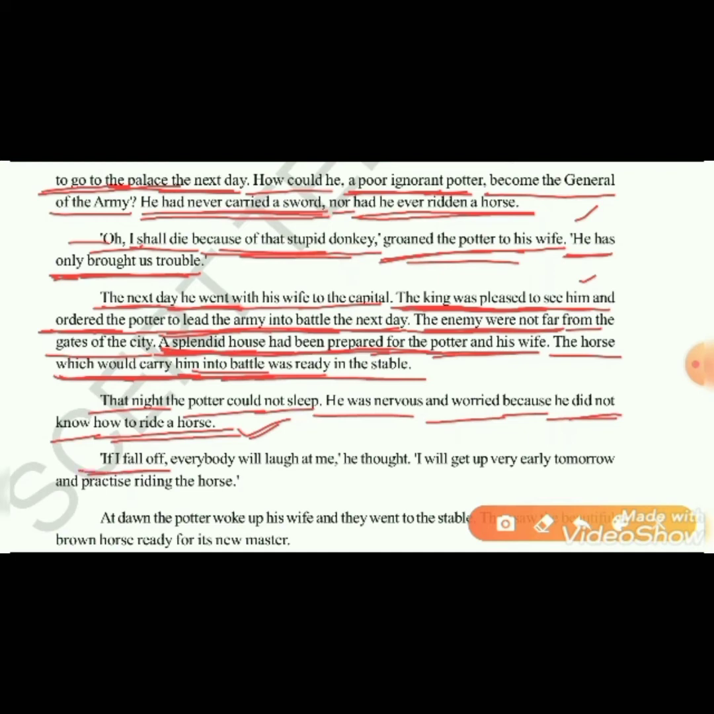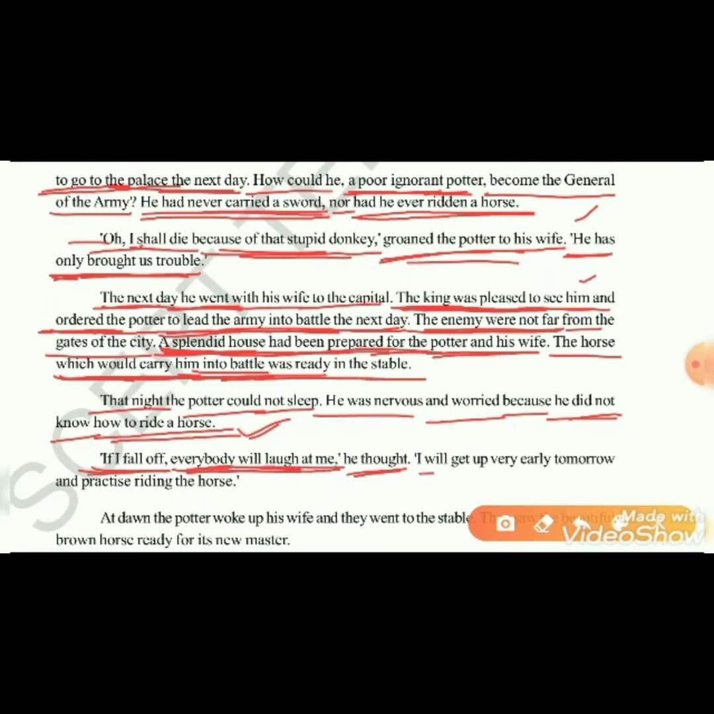Okay, and what were the thoughts? If I fall off, everybody will laugh at me. Because he is a general. He was given an award. He was given a position in the army. He is a general of the army. And falling off a horse would really make him a laughing stock.